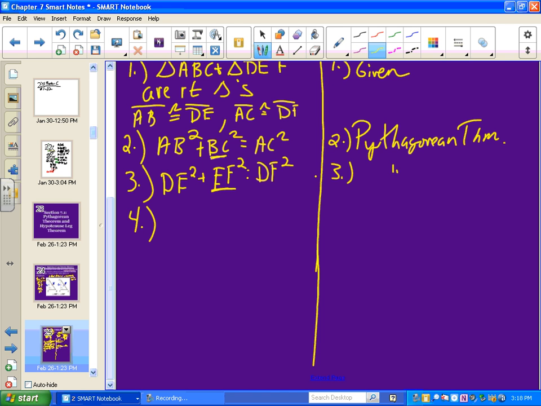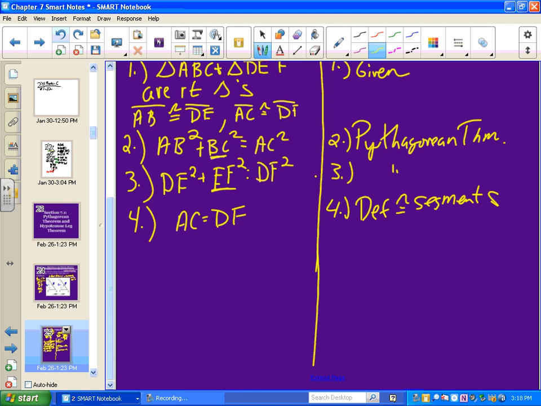Right now, I see AB squared plus BC squared equals AC squared, and DE squared plus EF squared equals DF squared. I know something about these two. They're the hypotenuse of each triangle. And I know that the hypotenuses are congruent. That was given to us. So, AC is congruent to DF, which means AC equals DF. Definition, congruent segments.